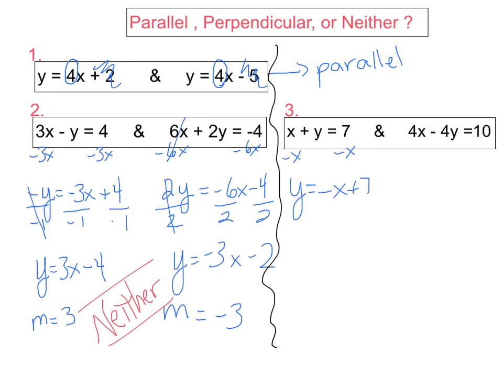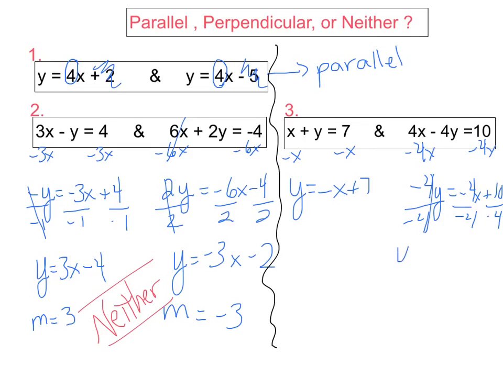On this side, a little bit more work. I'm going to move my 4x over. I have a -4y equals a -4x plus 10. Divide everything by -4.